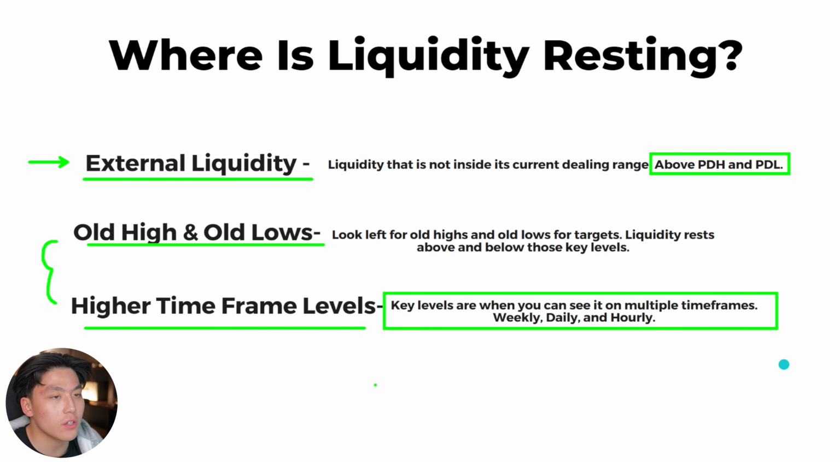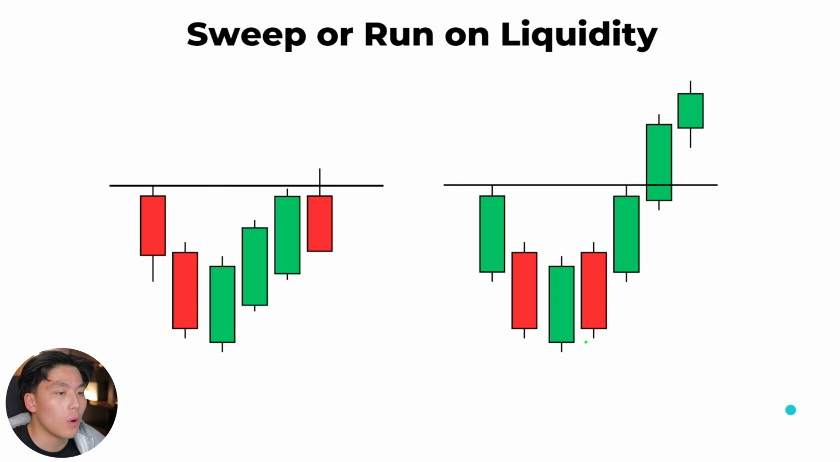So all we have to understand is that liquidity is resting above and below old highs and old lows in the market. If we can understand this, then we can use this information to target potential old highs and old lows. With this being said, what we want to talk about now is what happens when there is liquidity resting above an old high or old low, and what is the difference between a liquidity sweep versus a run on liquidity.